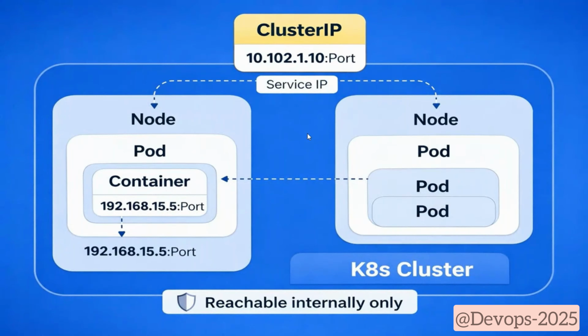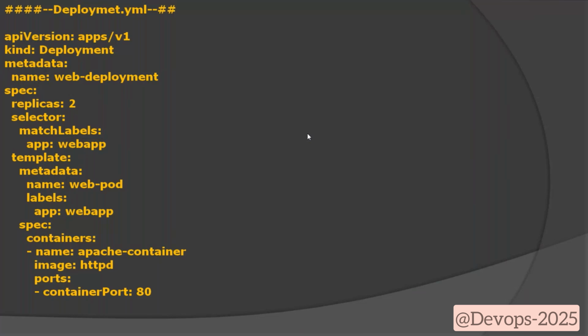Okay, so let's see one use case. Let's say you have a front end service and a back end service. The front end service needs to talk to the back end service, but the back end should not be exposed to the outside world. So you can create a ClusterIP service for the back end, then you can access that ClusterIP from inside the cluster or inside a pod. So that is where ClusterIP is used. And here, this is the code which we can use for creating the deployment object with two replicas. Why two replicas?